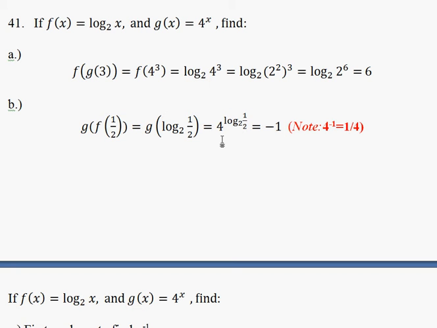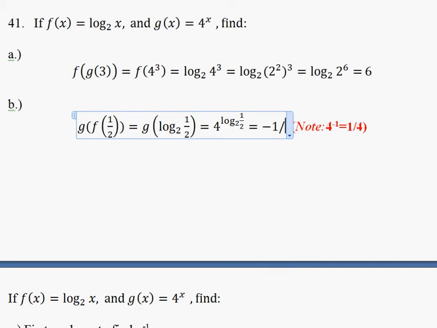Well, what you have to notice here is that 4 to the minus 1 is equal to 1/4. And for log base 2 of 1/2, 2 to the minus 1 is equal to 1/2. So this log base 2 of 1/2 is equal to minus 1. So this is 4 to the minus 1. Well, 4 to the minus 1 is equal to 1/4. And this should say 1/4. We'll fix it.